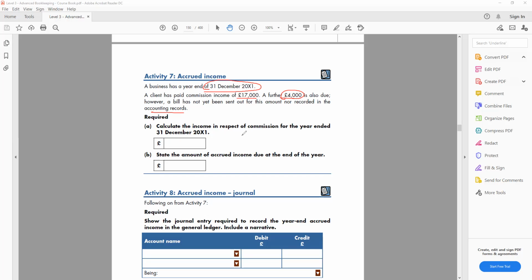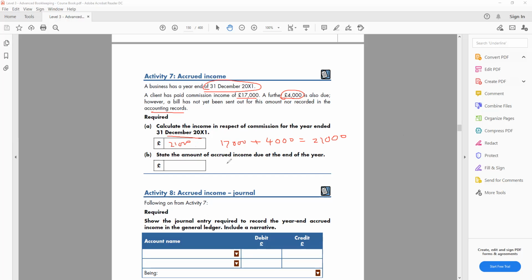Calculate the income in respect of the commission for the year end 31st December 2001. So we need to say 17,000 I already received. And even though the 4,000 I did not receive, this 4,000 is relevant to this year, 2001. So my total income for 2001 is 21,000. Doesn't matter, I received only 17,000. This is called accrual concept or matching concept. We have to match the income against the expense to the particular year.